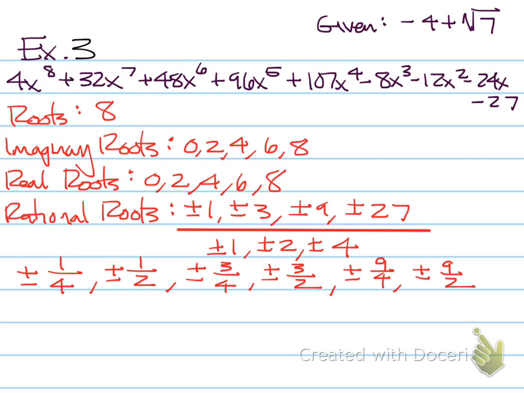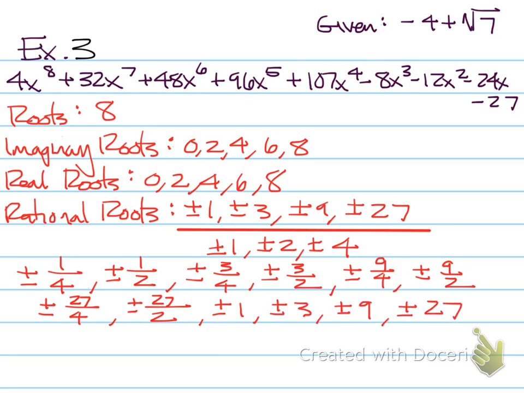And then do the same thing for the 27. 27 over 4. 27 over 2. And then now we can write all the numbers in the numerator, 1, 3, 9, and 27. All right, so those are all of our possible rational roots.